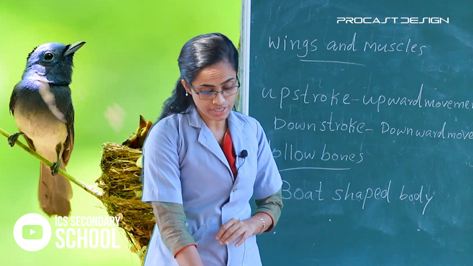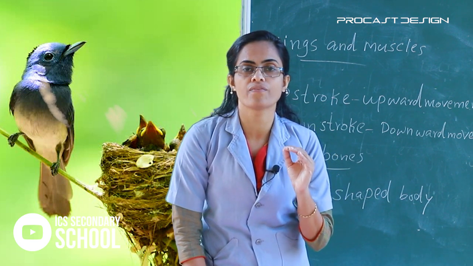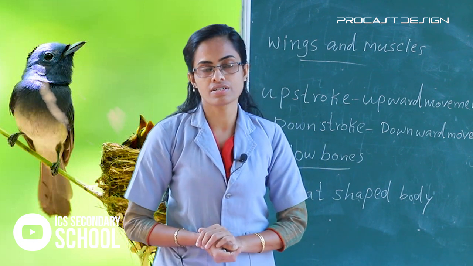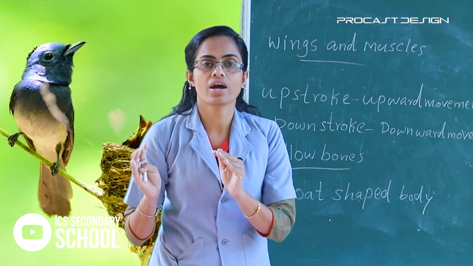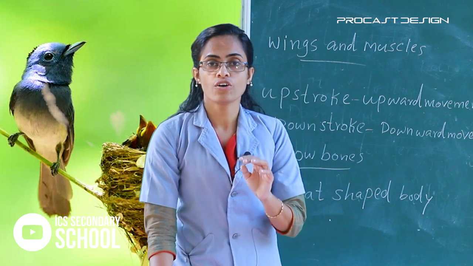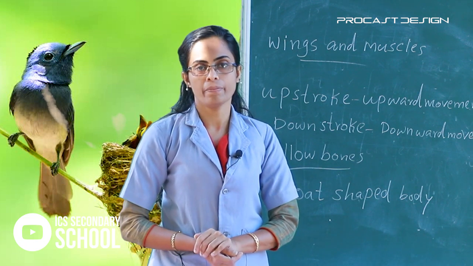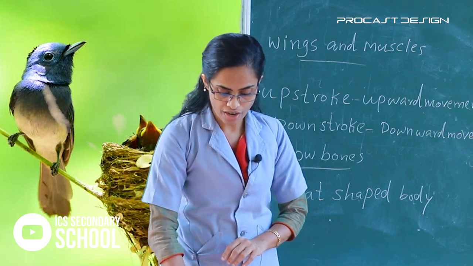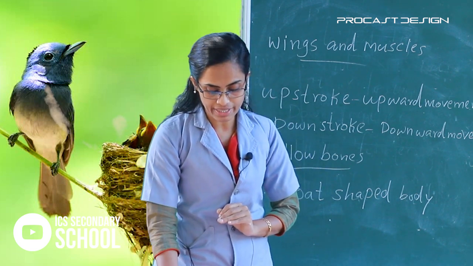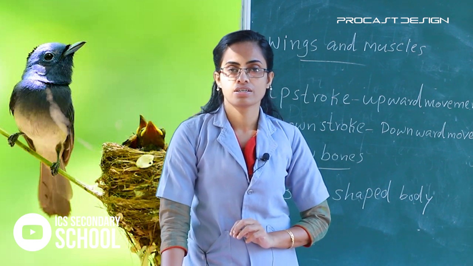And the next one, down feathers, make a soft layer over the bird's body to keep it warm. And the next one, the flight feathers. Flight feathers are long and flat, and they are found in the wings and tail of a bird. Clear? And the next one, wings and muscles. The wings of a bird are attached to its body with the help of strong muscles.